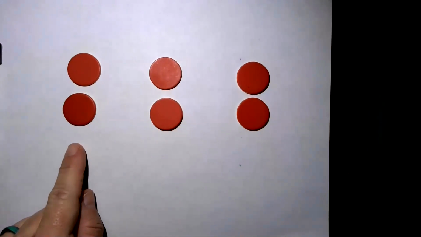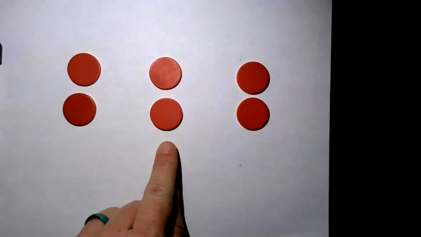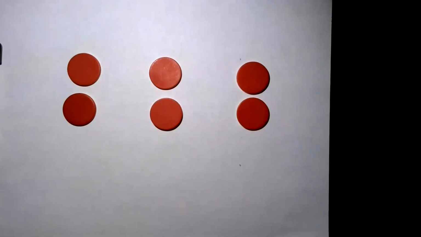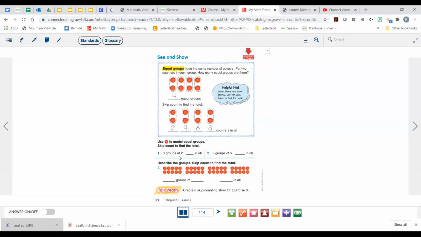So these are 3 groups, group 1, group 2, group 3, and there's 2 in each. So let's skip count by 2s. 2, 4, 6. So how many in all? 6. So let's go back to our page. 3 groups of 2 gave us a total of 6 in all. Let's see if I can do a little bit better with my writing. Not too good, but we know that's 6 right there. Now number 2 tells us to make 4 groups of 5.